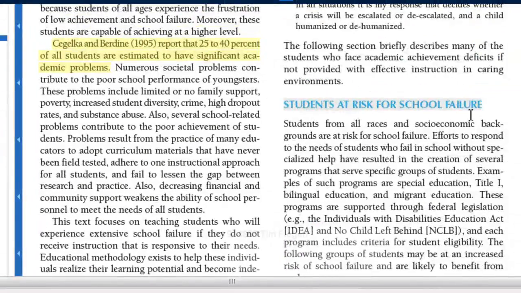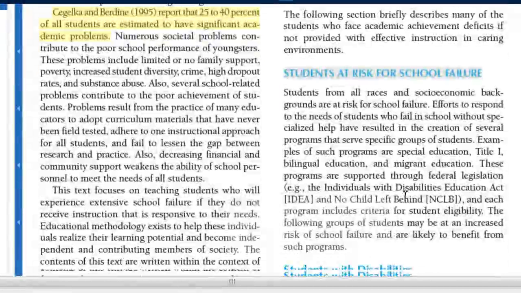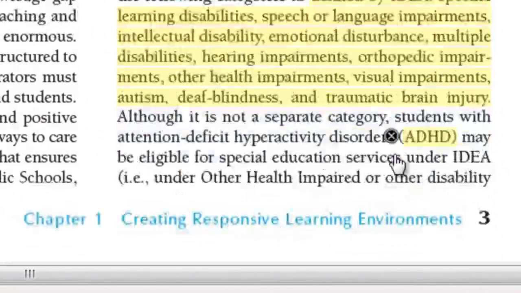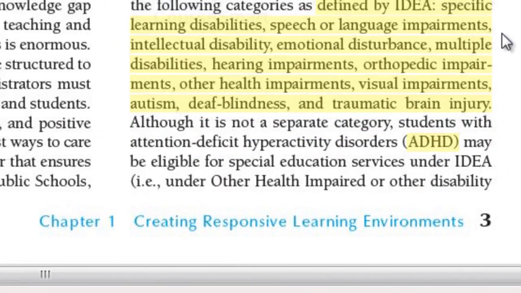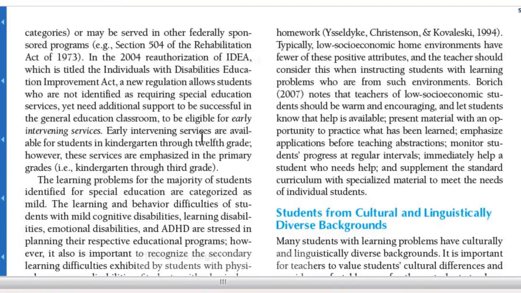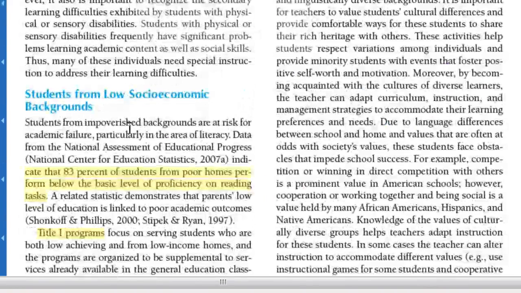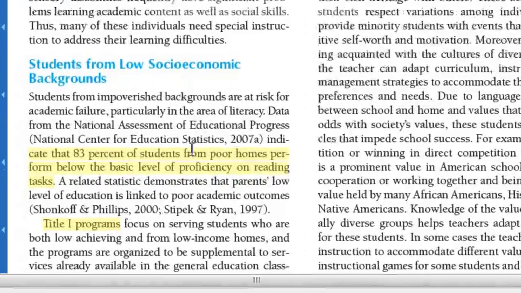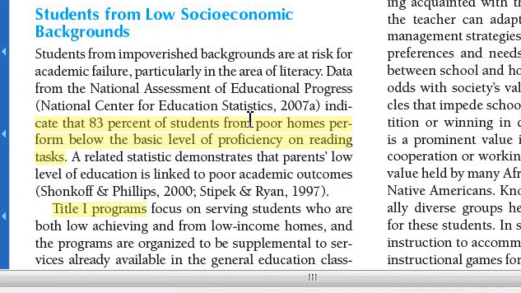Then we go to who's at risk of school failure. The first was students with disabilities, and you know these different disability areas that are here. And then students from low socioeconomic backgrounds, in other words, the poor kids. How do we know which schools are identified with poor kids? Often it goes with free and reduced lunch. I taught in a middle school where 60 to 70% of the kids got free or reduced lunch. That's a low socioeconomic school.